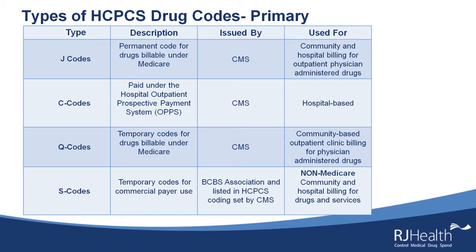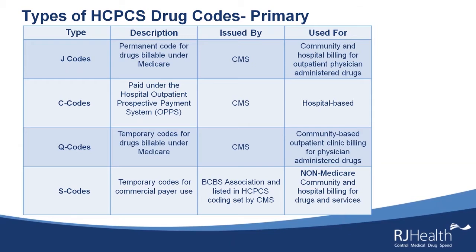C codes come out more frequently than J codes. J codes typically are released for new products on the calendar year. C codes can be released in the midpoint of the year or on a quarterly basis. These are typically hospital-based, again, for outpatient hospital billing. They're paid underneath the OPPS, the Hospital Outpatient Prospective Payment System. They are also created by CMS.